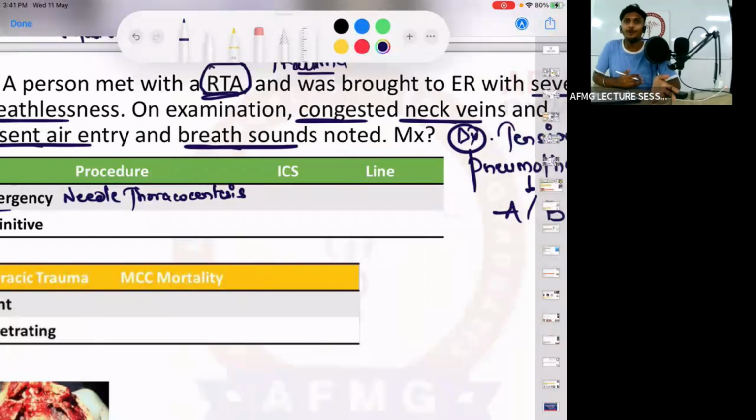अभी बोला मैंने ATLS protocol follow कर रहा हूँ. So now according to the recent ATLS protocol 10, ठीक है? It is to be inserted in the 5th intercostal space. On which line? It is inserted in the mid axillary or the anterior axillary. In between both of them, so you can remember mid axillary line. ठीक है? No issues with this.